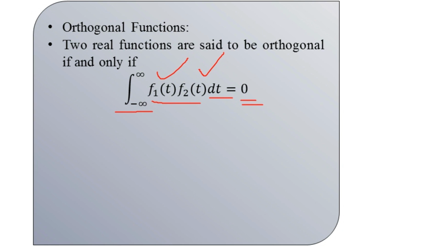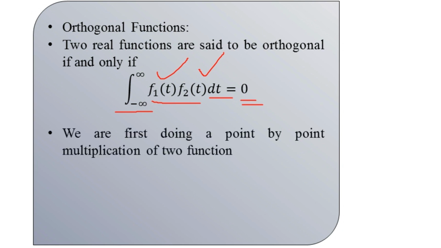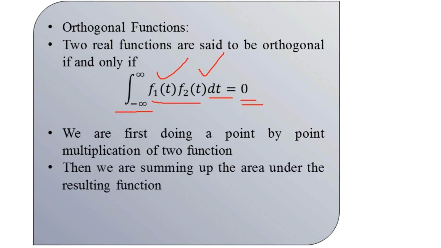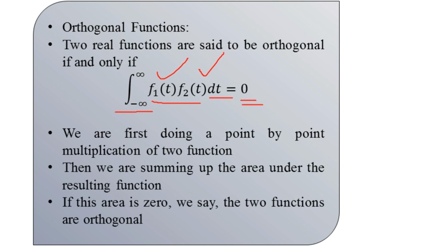See what exactly we are doing here. We are having a point by point multiplication of the two functions, and then we are having a summation of the area under the resulting function here. So if this area is equal to 0, we say the two functions are orthogonal here. Why we are doing this? If we find it to be equal to 0, we can say that these two functions are totally independent. No component of the first function lies in the direction of the second, and similarly no component of the second function lies in the direction of the first.